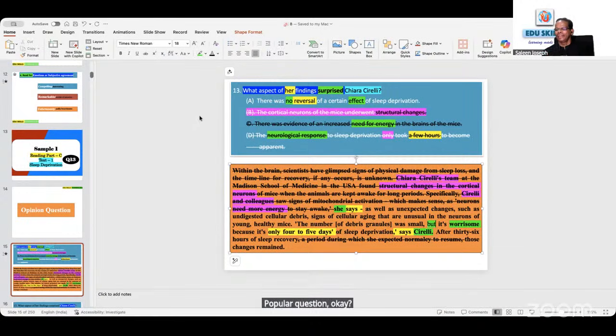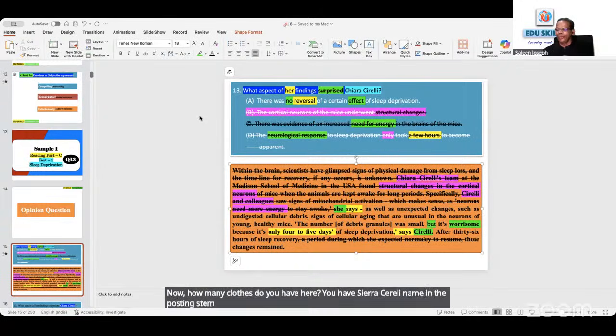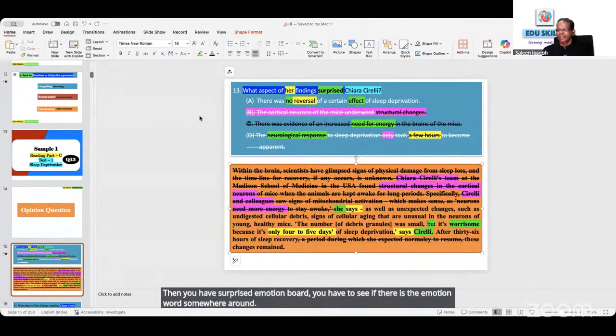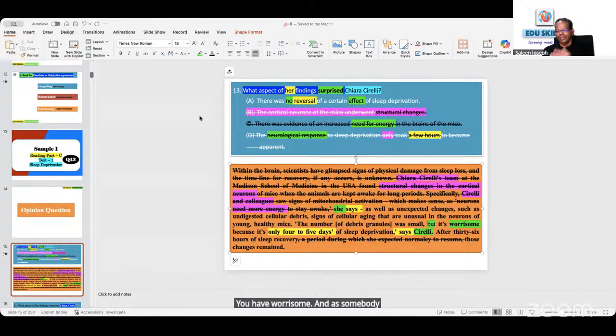Another strategy is that if there is a contrast word, the answer will be after that. Now, how many clues do you have here? You have Chirelli's name in the question stem. Immediately, you have to look for the name. Then you have the surprised emotion word. You have to see if there is an emotional word somewhere around. You have worrisome, and as somebody said, "but" is there. If there is a contrast word, the answer will be after the contrast word.